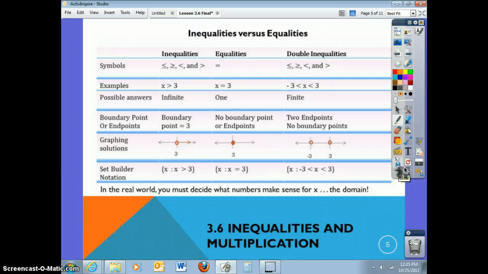Okay, now in an inequality, you have an infinite number of answers. x is greater than 3 means it's 3.1, it means it's 4.8, it's everything after that. In an equality, x is equal to 3, obviously the only possible answer is 3. And in a double inequality, you have more than one answer, but there are endpoints to each of those answers. So there's a defined range of answers that make that true.